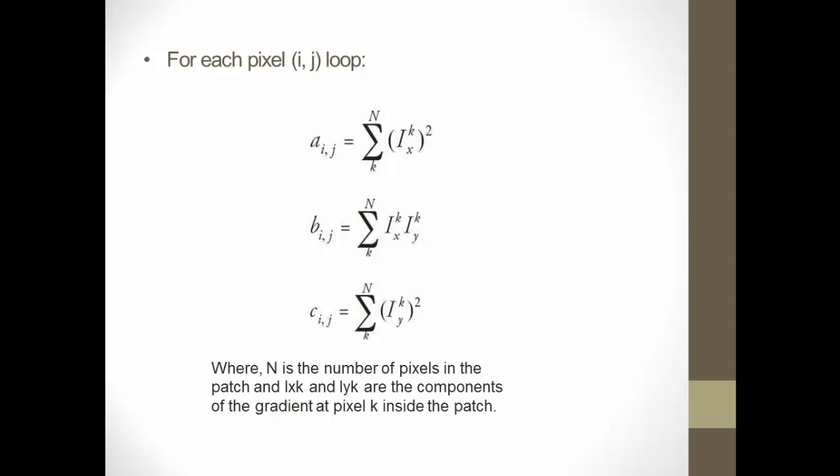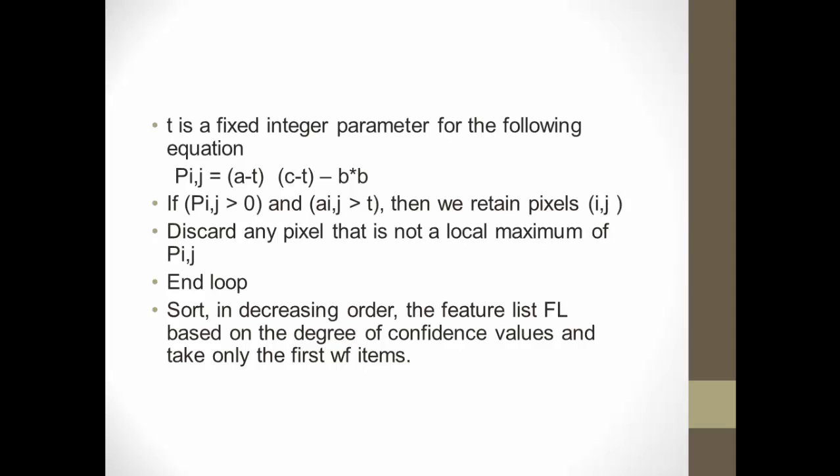In our project, we have first calculated the image gradient of each pixel by computing the convolution of the input image with a predefined mask. We have taken a 3 by 3 mask in our project. After finding the image gradient, we have calculated covariance values A, B, C using the formulae as shown in the slide. After finding the feature points, they are sorted in decreasing order based on degree of confidence.